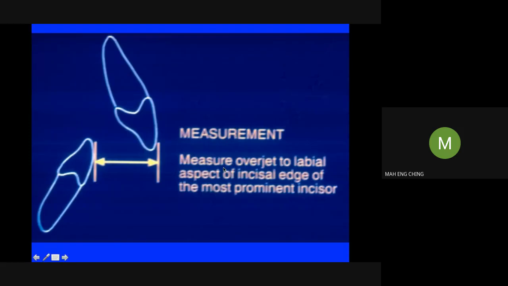Okay, I might ask: sometimes the left and right incisors differ, so one will give you 4 millimeters overjet, and the other gives you 9 millimeters overjet. Which one should you take? You take the most prominent incisor, the one that sticks up more, or the one with more reverse overjet. You take the most severe one.